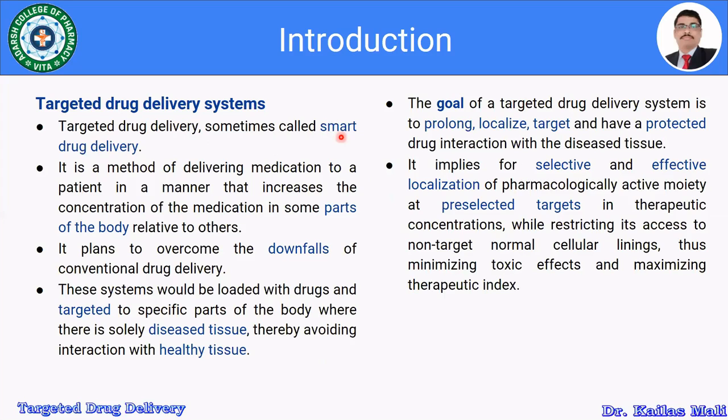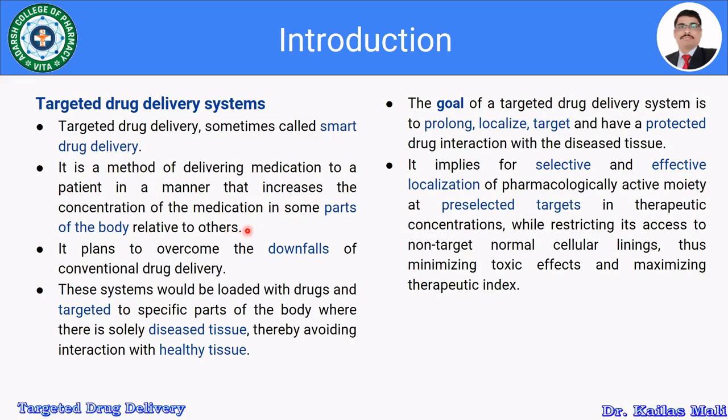And when we are formulating or targeting the drug to the specific site, it is possible to minimize the dose size, frequency of administration, and the toxicity of drug. So sometimes it is called the smart drug delivery. It is a method of delivering medication to a patient in a manner that increases the concentration of medication in some part of body relative to others.